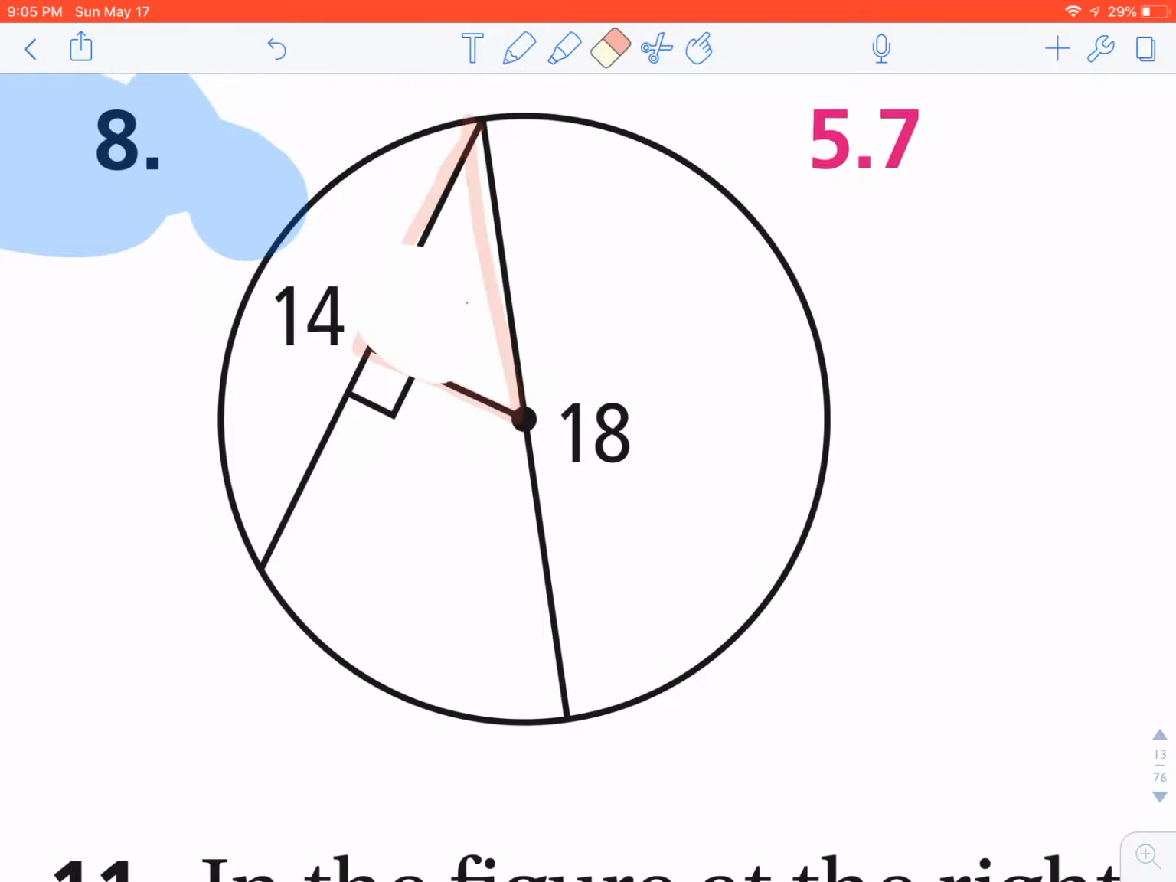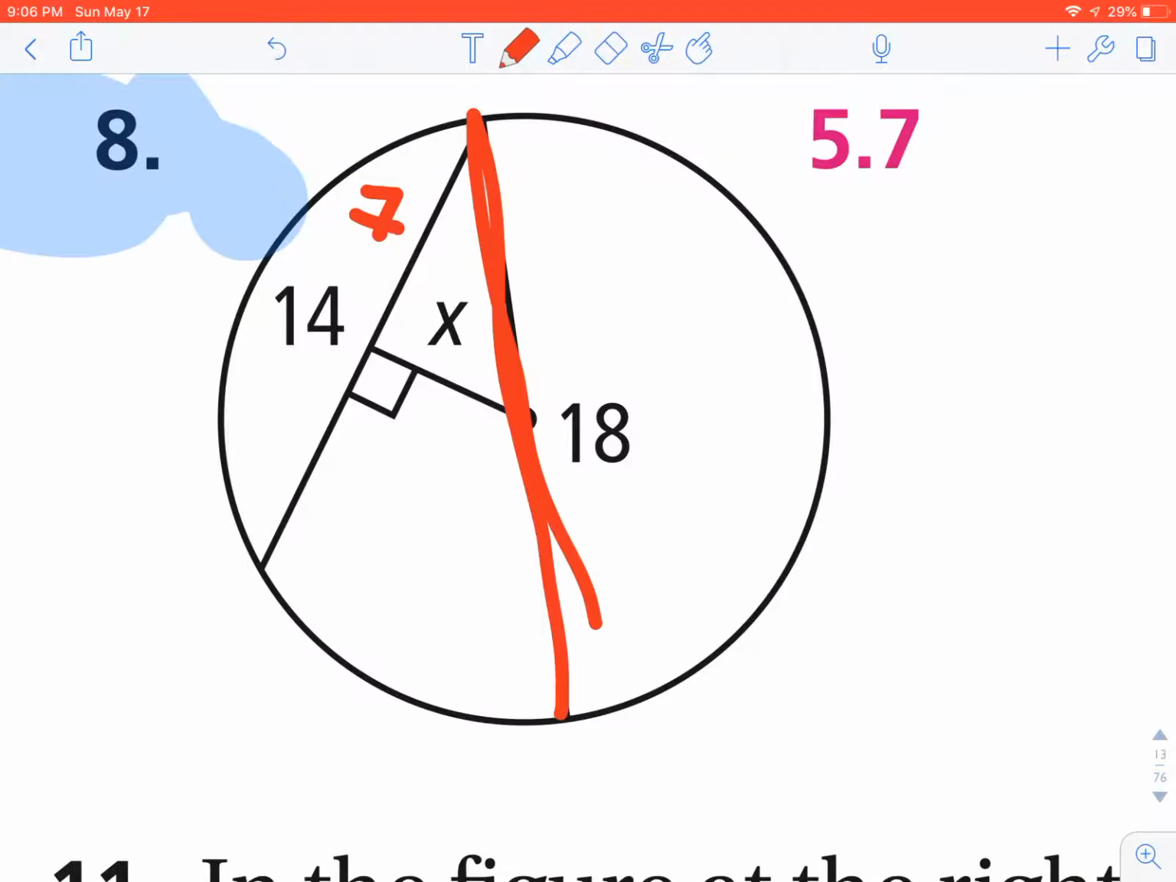And it's important to know, again, that theorem that says when the diameter, and this is part of the diameter, is perpendicular to a chord, it bisects the chord. So in this picture, the whole chord is 14, which means this leg here is 7. Okay? And then the whole diameter is 18. The part that I need to use is going to be half of that, which is 9.